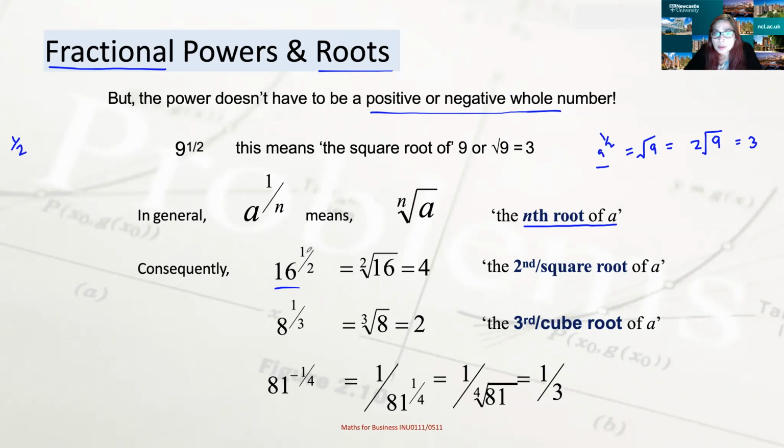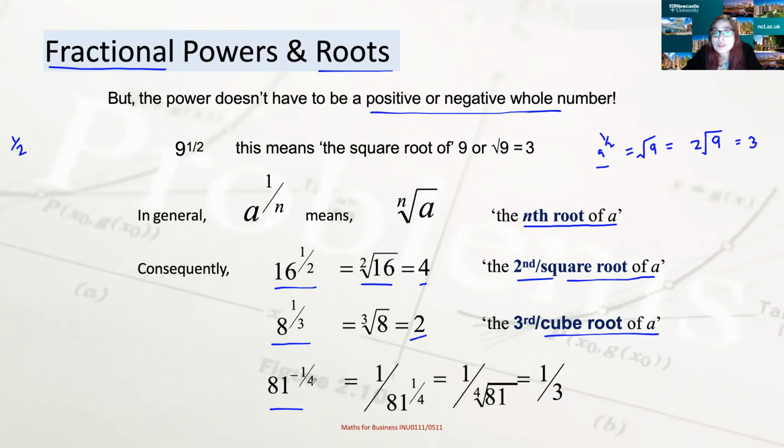So 16 to the power of half is nothing but the second or square root of 16, which is nothing but 4. And 8 to the power of 1 over 3 is nothing but the cube root of 8, or third root of 8, which is nothing but 2.